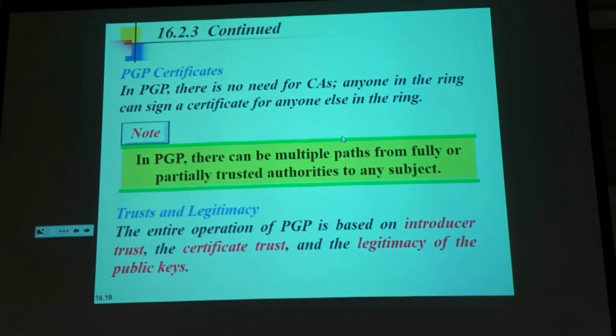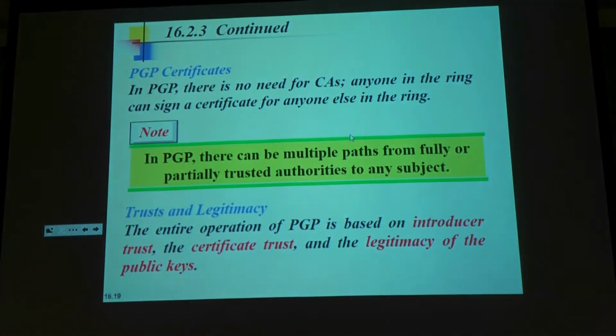The introducer trust level specifies the trust levels issued by the introducer for other people in the ring. For example, Alice may fully trust Bob, partially trust Anne, and not trust John. You could trust a person, partially trust a person, or not trust a person. There is no mechanism in PGP to determine how to make decisions about trustworthiness. You just have to decide yourself: trust, partial trust, or no trust.